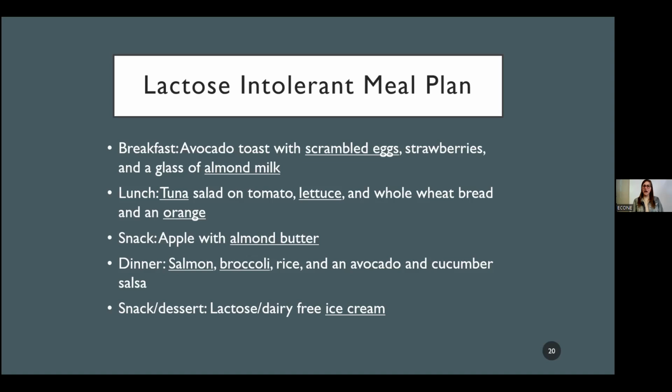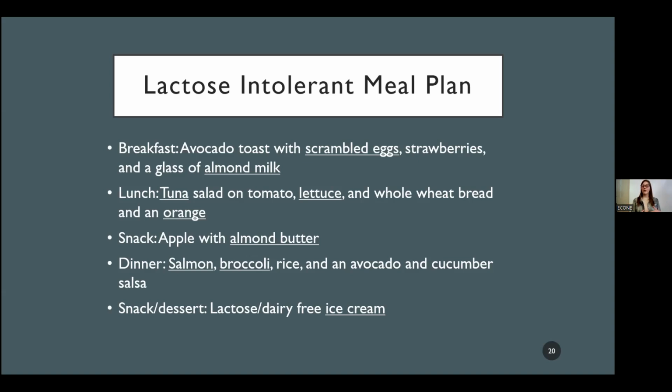If you can't have dairy, you can have avocado toast with scrambled eggs. The eggs is where you can get your dairy in for breakfast, and a glass of almond milk because almonds also have calcium. For lunch, tuna salad on tomato and lettuce. Surprisingly, lettuce actually has some calcium in it, which is very surprising. And whole wheat bread with an orange. Orange has calcium, but it also has that vitamin D, which helps calcium be absorbed.